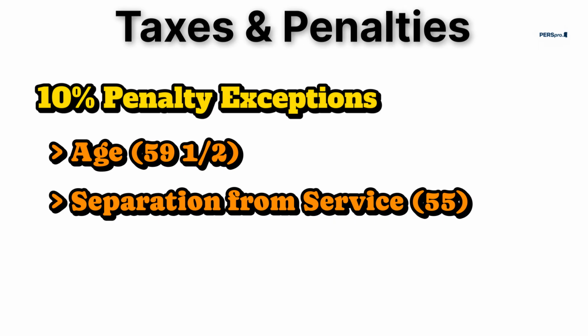Separation from service exception, or Rule 55. If you separate from service or terminate employment during or after the calendar year in which you turn age 55, your partial lump sum distribution may be exempt from the 10% penalty. This exception is reduced to age 50 if you are a public safety employee. Remember to mark this in Section 1 above.